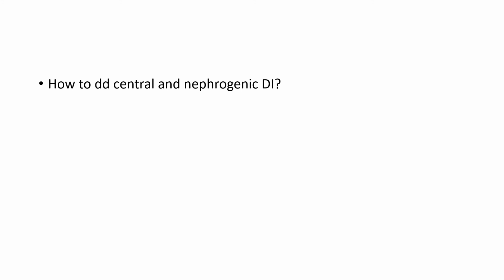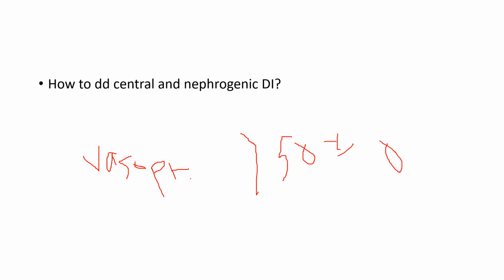To differentiate between central and nephrogenic diabetes insipidus ده simply بشوف response to vasopressin، هو الديوريتيك هرمون. طيب في ال central diabetes insipidus we get a response but not in nephrogenic. ففي central diabetes insipidus بلاقي زيادة أكثر من 50% in the urine osmolality. That's the urine osmolality بتزيد 50%.